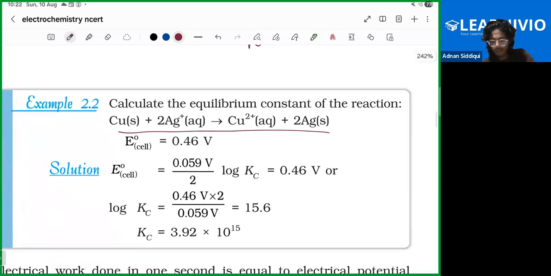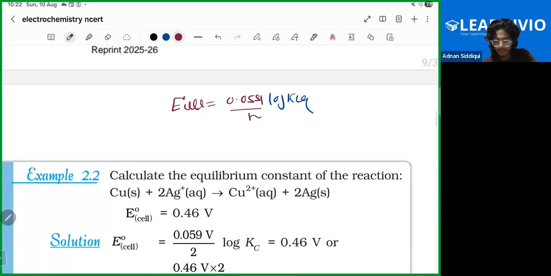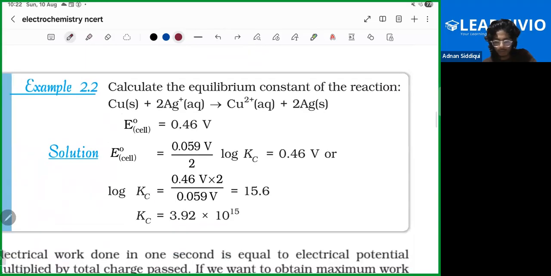So you have this reaction and you have to calculate the equilibrium constant of the reaction. You have to calculate basically K equilibrium. And you know the formula. The formula is going to be like this. Why are we using 2? Because the change in electrons is 2. And then you have to solve it for Kc and you will get your answer.